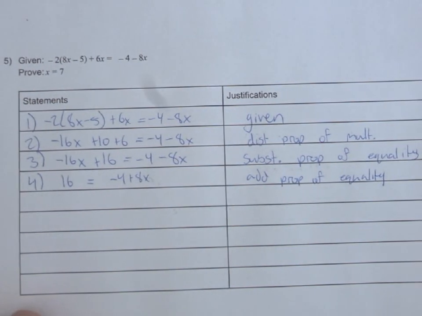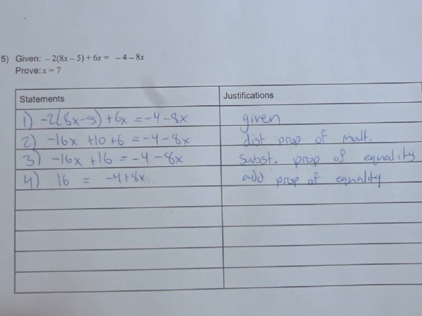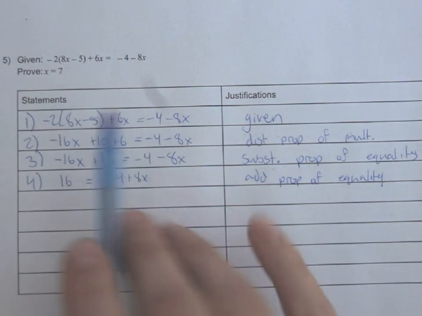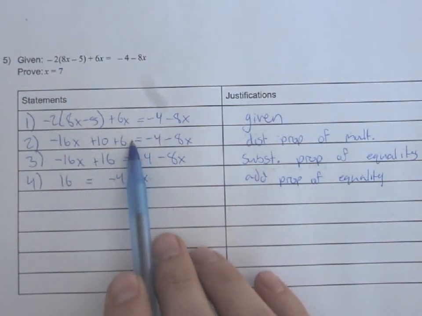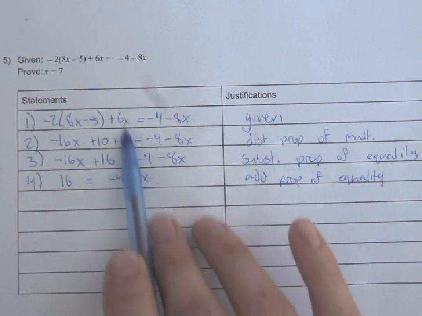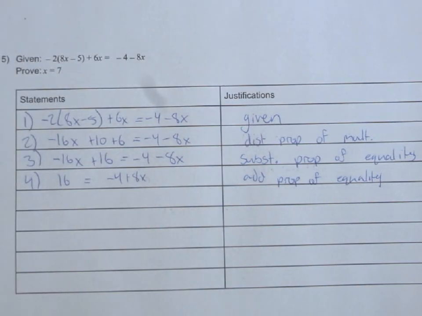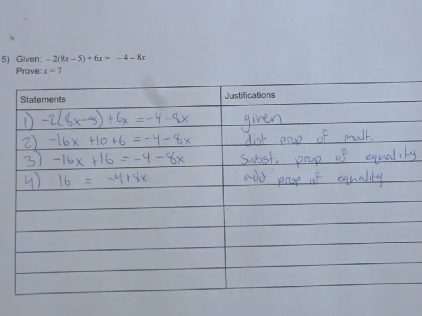I'm going to redo this one in a different video. I'm sorry, I made a mistake. When I copied this down on line 2, I missed that 6x. So we're going to have to take that into account. I don't want you to worry about that. I'll just put a note in the video that I made a mistake so you can skip over to the next video. Thanks.